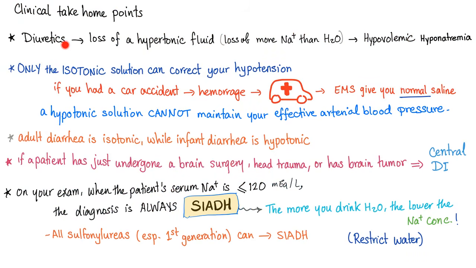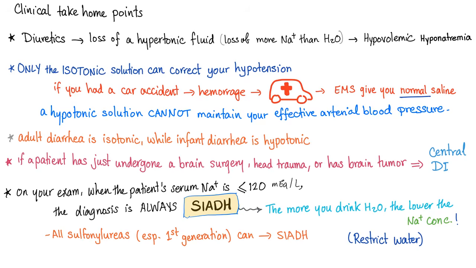Clinical take-home points. Diuretics make you lose a hypertonic fluid. Only the isotonic solution can correct the hypotension. If you had a car accident and you bleed, EMS is going to give you what? Blood? No, it costs them, and it's a waste of time. And they have to cross-match your blood. They give you normal saline. They will never give you a hypotonic solution.